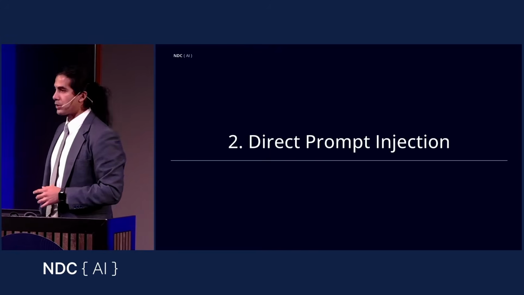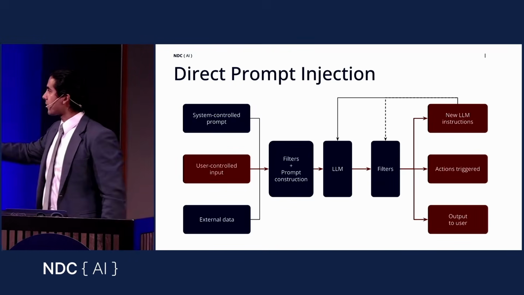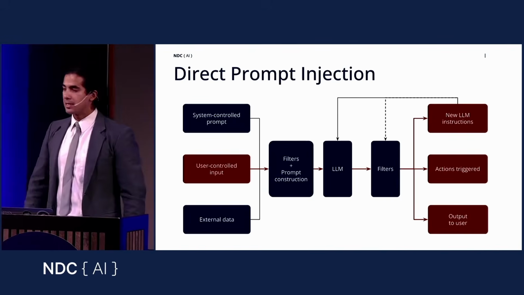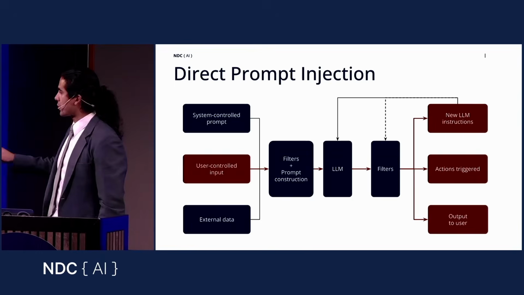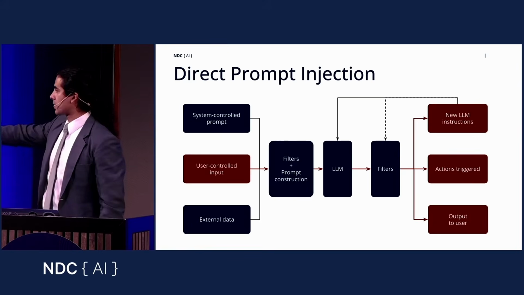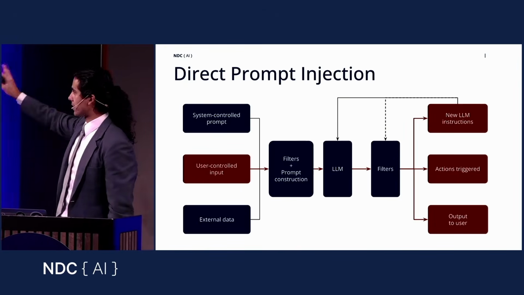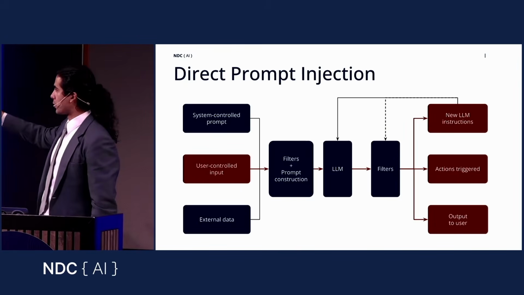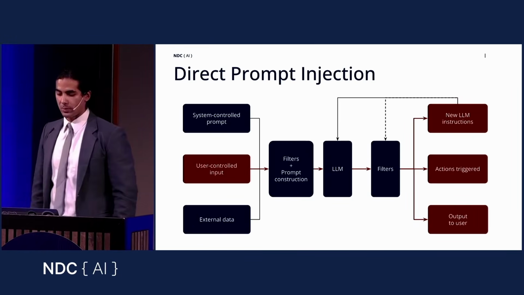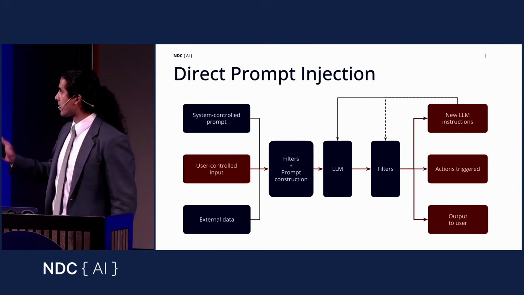Now we've already covered the core problem with these systems, and now we'll dive into the first type of vector that we can use to break them, which is direct prompt injection. This graph should already be familiar to you: we have the system control prompts, the user control inputs, and then the external data. With direct prompt injection, we are trying to use the user control input to get to the prompt construction stage, get to the large language model, bypass the filters, and then be able to either generate new instructions, trigger custom actions, or generate harmful information out of the model. This is perhaps a traditional vector that most of us are already familiar with.